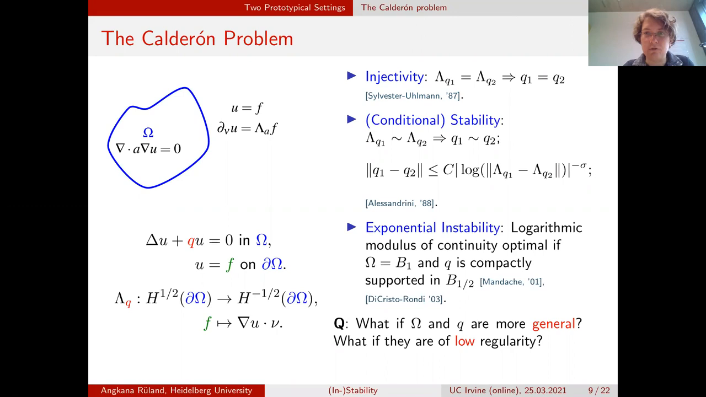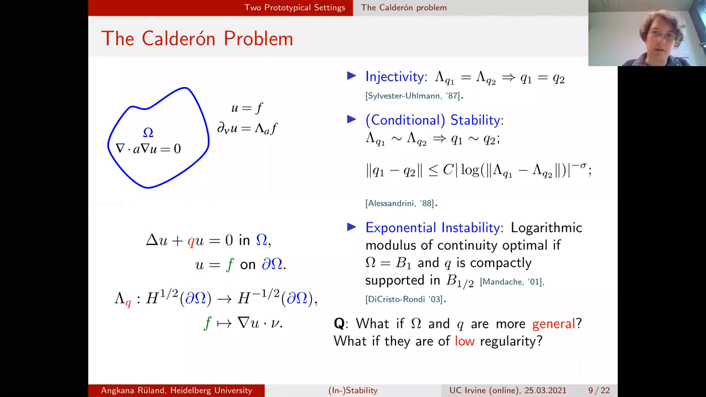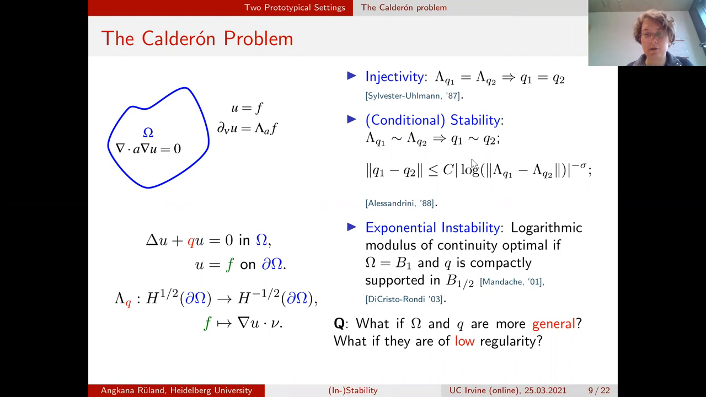So this is known, and anyway, we won't bother about it in this talk. And also stability properties of this, of course, are very well known. Conditional stability was proved by Alessandrini. So under a priori conditions on the potentials, Alessandrini could show that this inverse problem enjoys logarithmic stability, with the norms not mattering at this point.